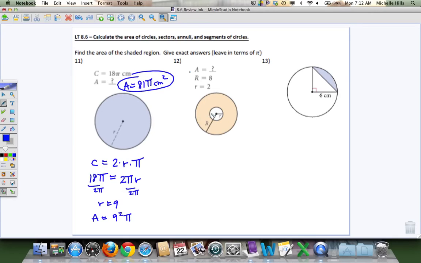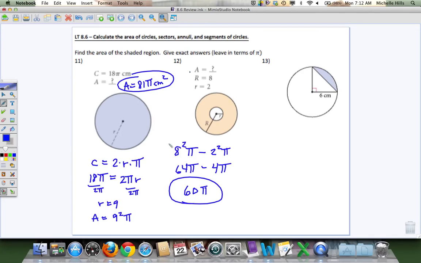In this case, this shaded region is the area of the large circle and then subtracting out the area of the small circle to leave the shaded region. Well, that means the large circle's area would be 8 squared times pi, but subtract out the small circle, which is 2 squared pi. So 81 pi minus 4 pi leaves me with, sorry, not 81, I don't know why I'm thinking 81, 64 pi. So 64 pi minus 4 pi is 60 pi. There were no units on this, so I don't have to put units on my answer.